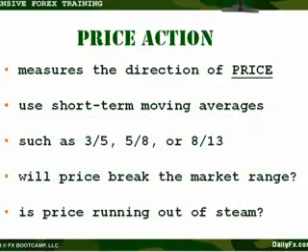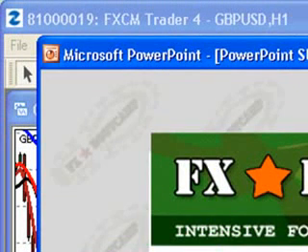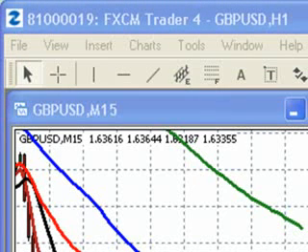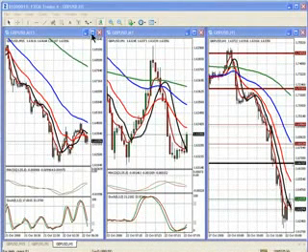Okay, so let's go to the live charts. What you're looking at here is the pound dollar. This is live. You're looking at the MT4 charts provided by FXCM. You know, the prices are moving. This is the real deal. This is happening right now.